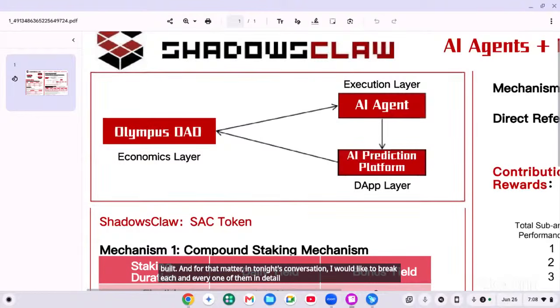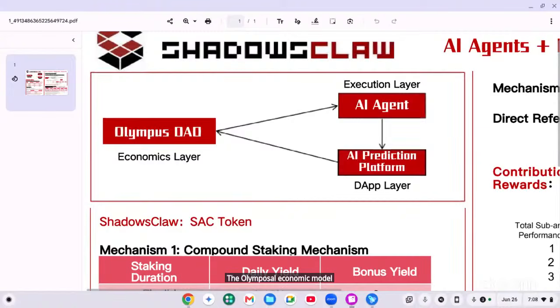I want you to leave this call understanding what economic model we are pursuing and why they decided to emulate that model. And then we also talk about their AI agents, and then talk about their prediction platform, which is the DApp layer, and how it all comes together to form that unique thing you and I have been looking for. So first of all, let me start with the economic layer, the Olympus DAO economic model.